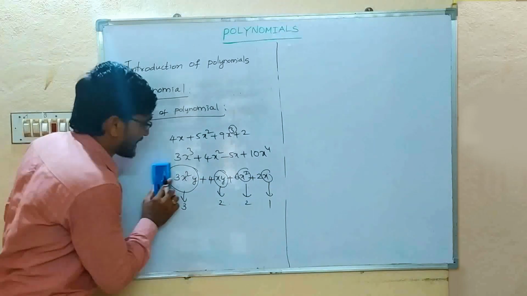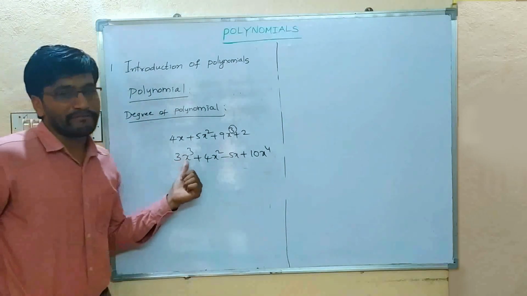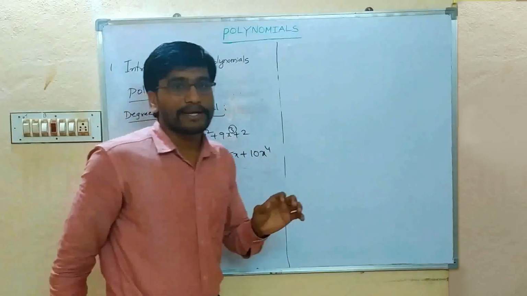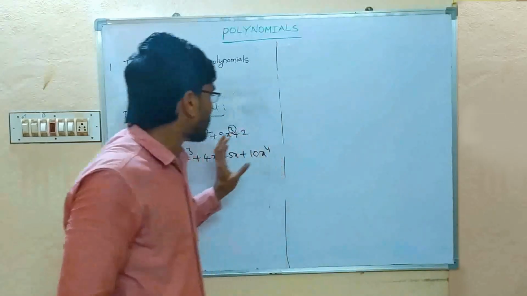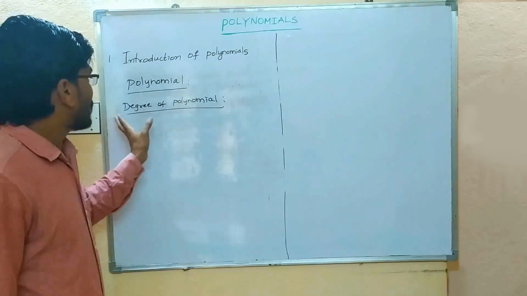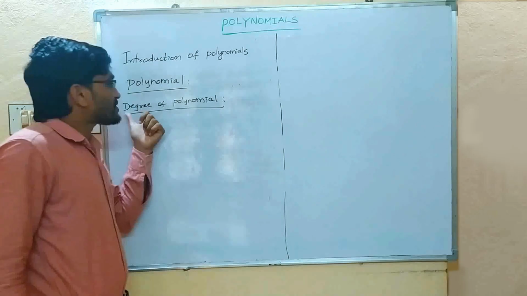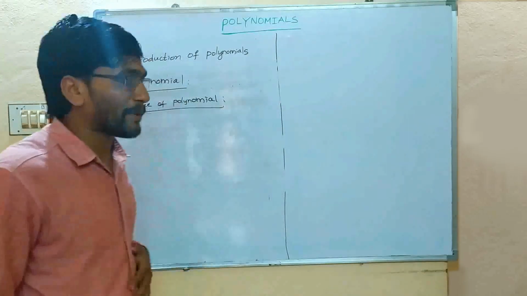But in our 10th class mathematics polynomials, we study only polynomials in 1 variable. So the degree of the polynomial is nothing but the highest power of the variable involved in the polynomial. So now the degree of a polynomial is completed. Next, based on this degree, we have some types of polynomials. Let us discuss one by one.